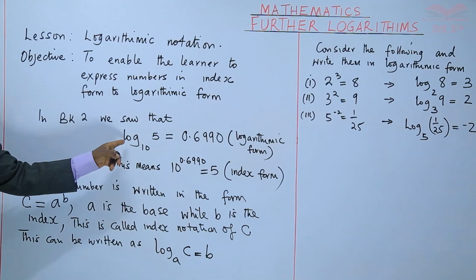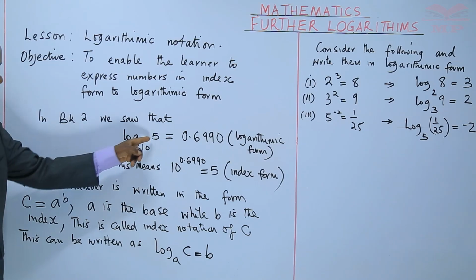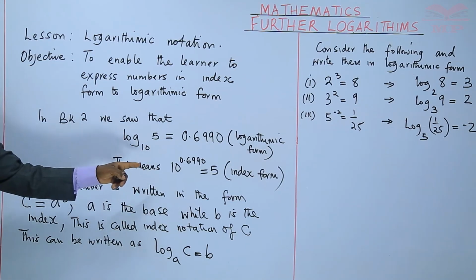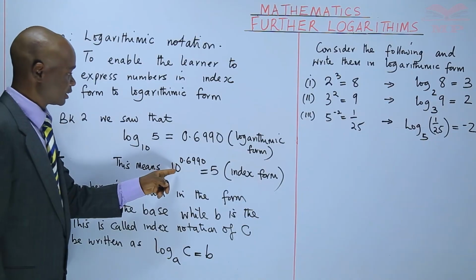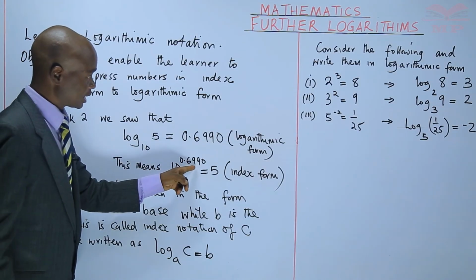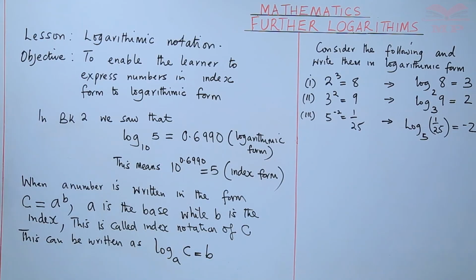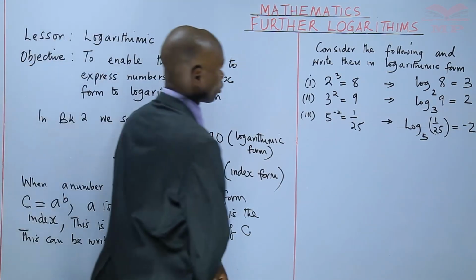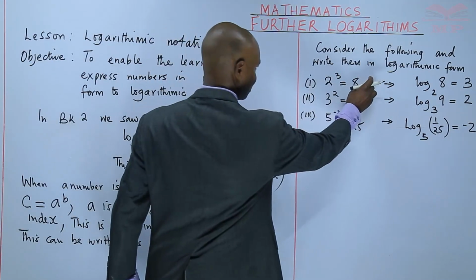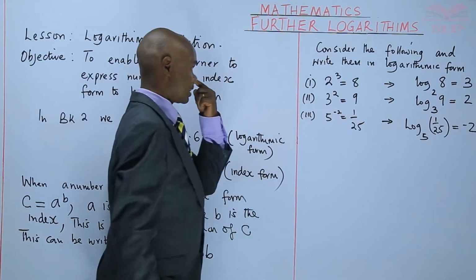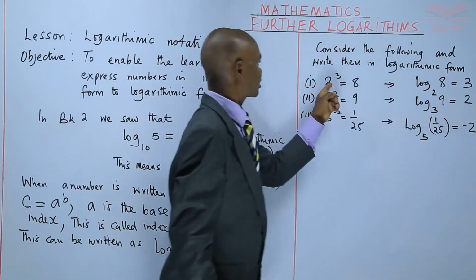I said when you have log of 5 to the base 10 is that, it means 10 raised to 0.699 gives us 5. And you find now when the number on the opposite side of the equal sign comes here, the base is here.